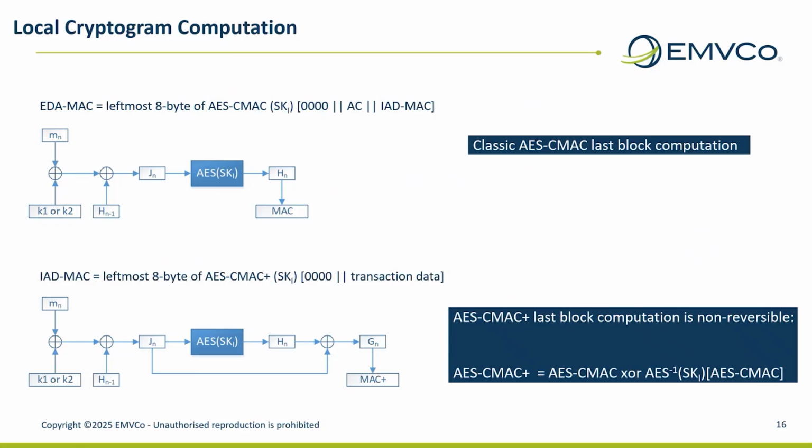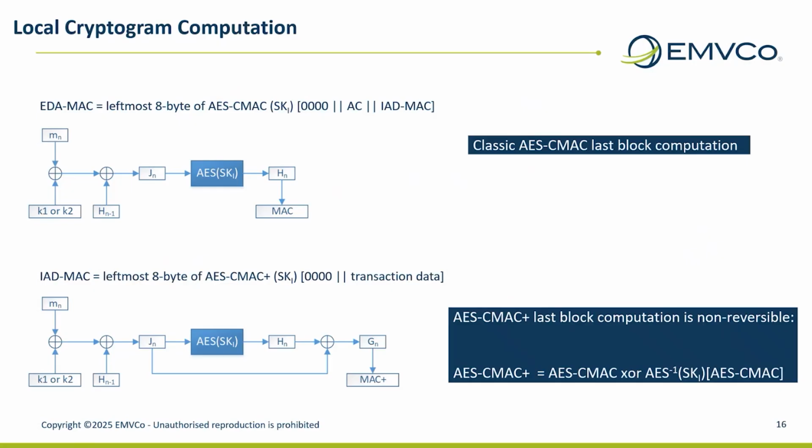The lower diagram shows the final block of the calculation of the IAD MAC. This is also a CMAC, but with a difference. As you can see in the lower diagram, the CMAC function used for the IAD MAC has been adjusted, augmented by including a feed forward on the last block to provide an element of irreversibility. In the EMV specifications, we denote the adjusted CMAC function as CMAC+.